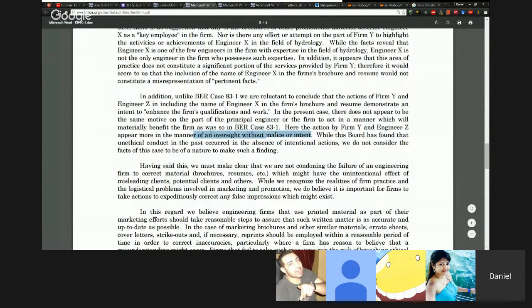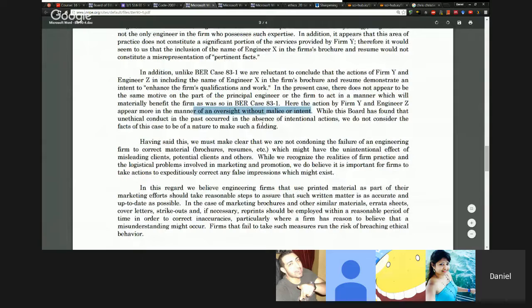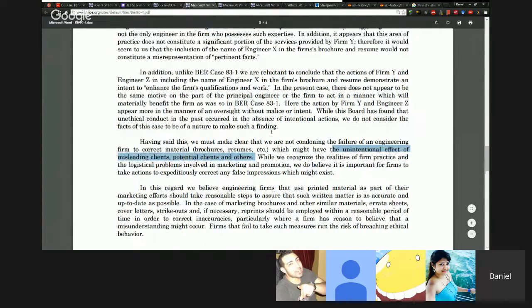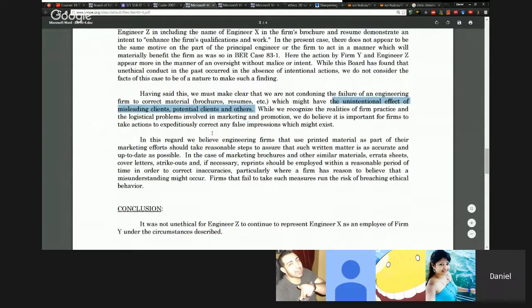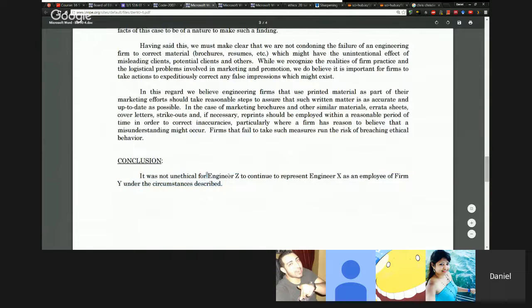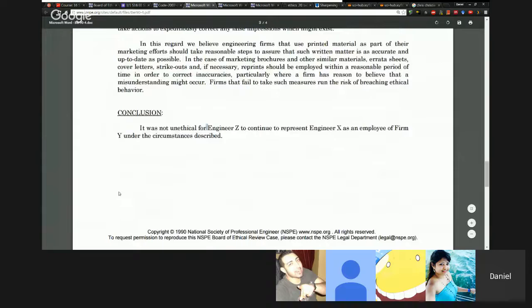So because engineer X hasn't left the firm entirely, has just put in their notice, there's this sort of wiggle room that the firm has where they haven't really misrepresented any facts, and they haven't done it maliciously. So it's okay to still distribute these brochures while engineer X has given her 2 weeks of notice. That doesn't mean that you can pass out false material all the time. You need to make sure that you're not misrepresenting your firm. But in this case, especially because hydrology isn't an important part of the firm, this isn't really a deep misrepresentation. It's the kind of thing that can be easily corrected by printing out a new brochure after engineer X leaves. So for this reason, the board decides that it's not unethical for engineer Z to continue to represent engineer X as an employee of firm Y in the circumstances described.